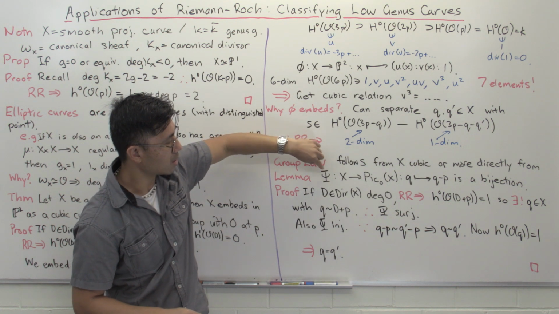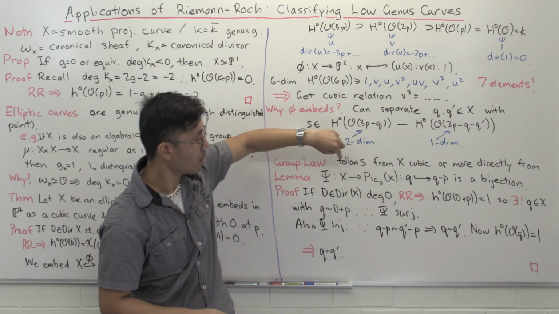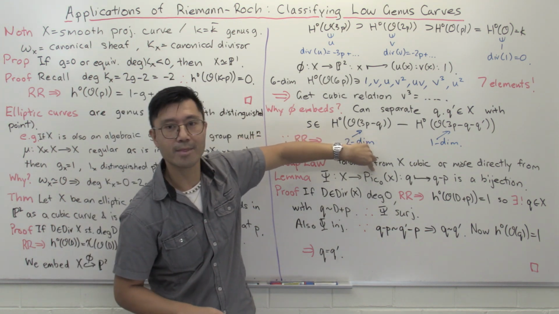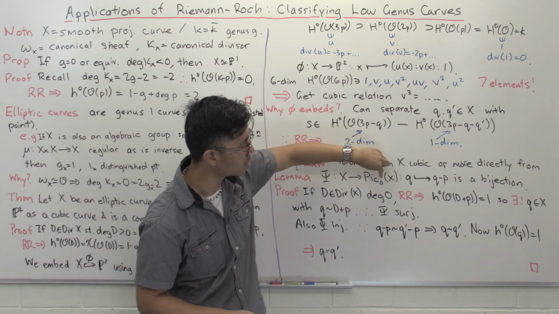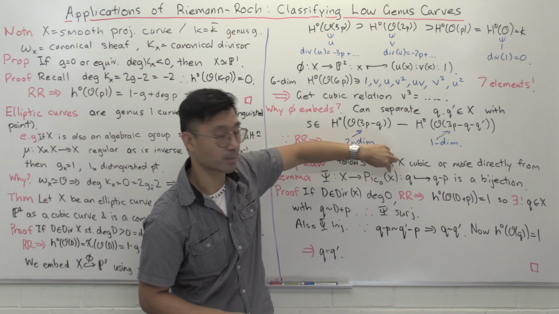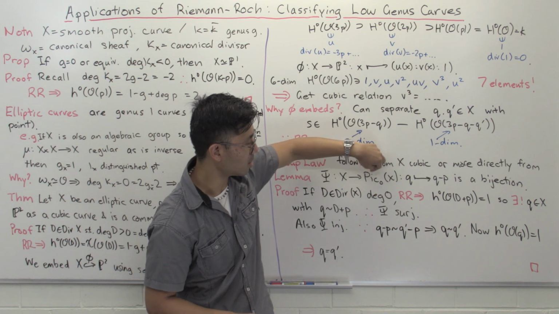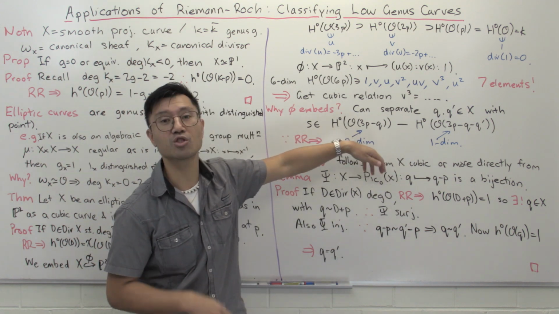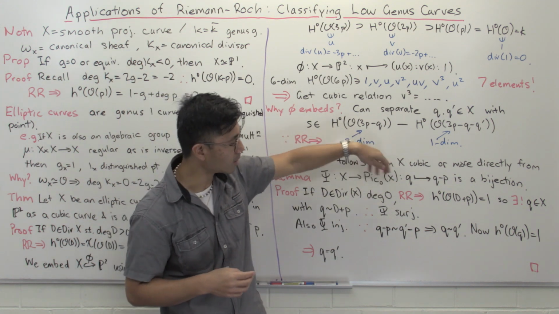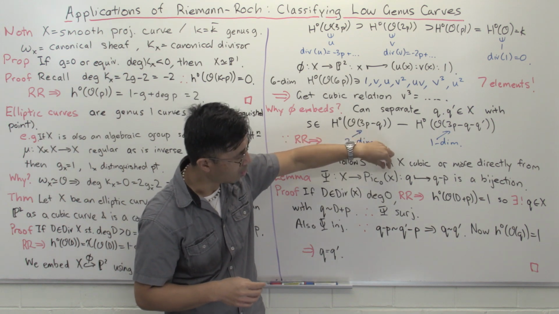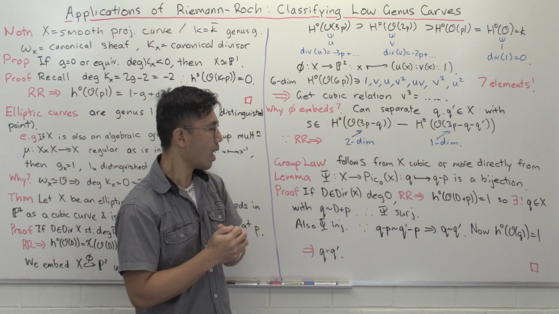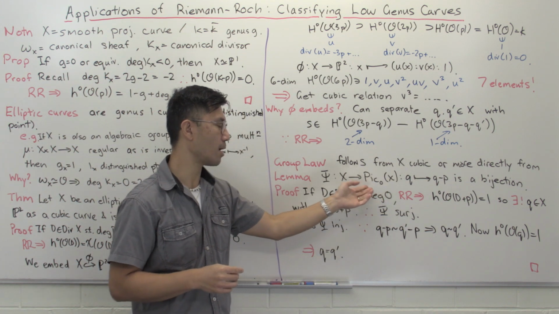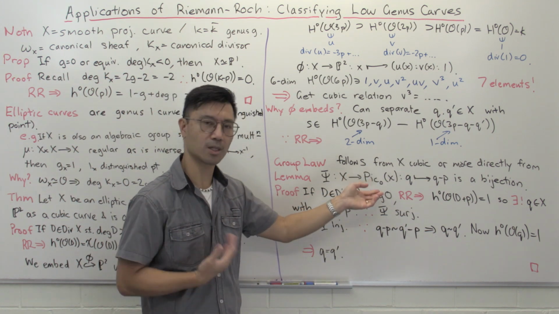So we're going to construct a map from X to a group, and that group is just the Picard group Pic^0 of X, of degree 0 divisors on X. So it's the degree 0 divisors modulo linear equivalence, or if you like, the degree 0 invertible sheaves on X. But we'll think of this Pic^0 as divisors of degree 0 up to linear equivalence.